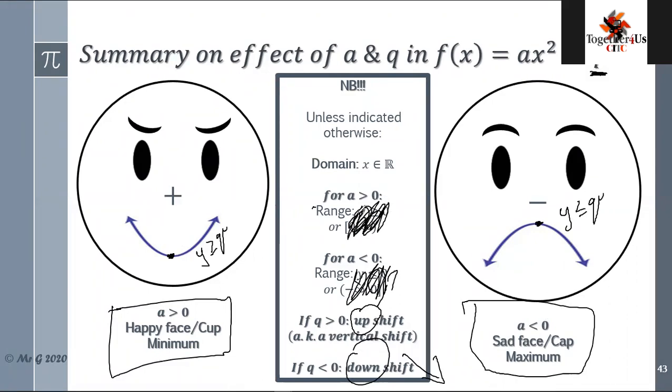Okay, so that's about it, guys. I hope you have enjoyed this and you have some clarity of thought now on the effect of A and Q. In the next upcoming videos, we are going to do the actual plotting of the parabola, and I'll show you the simple 4 steps that you can use to plot a quadratic function.